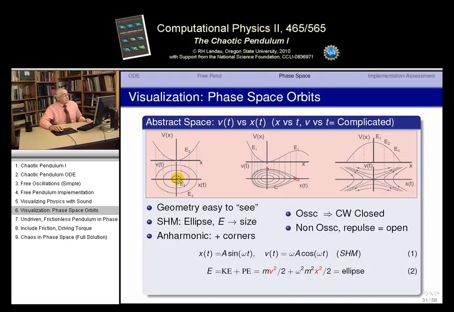Harmonic is a nice ellipse. Even if it's not a perfect ellipse, then it wouldn't be simple harmonic, it'd be some other motion. And clearly, anharmonic motion would have some corners or edges, but still very much ellipse-like.